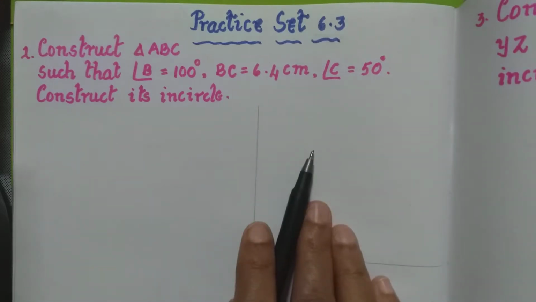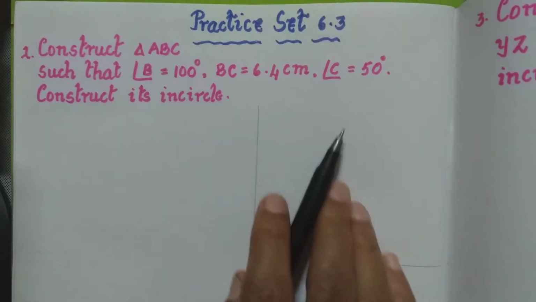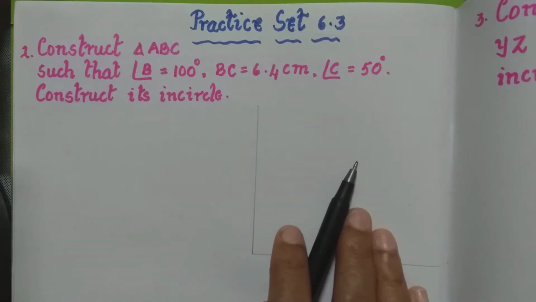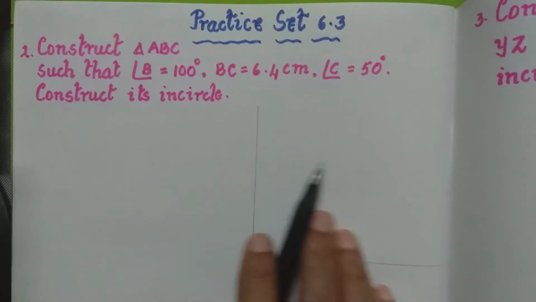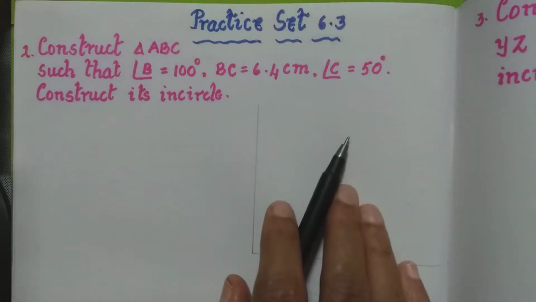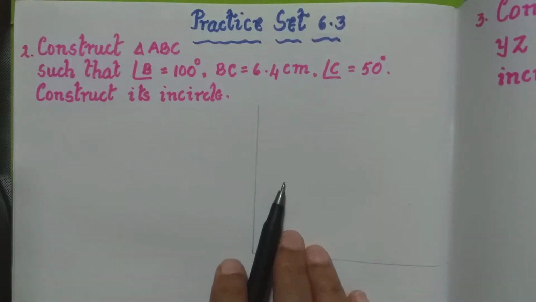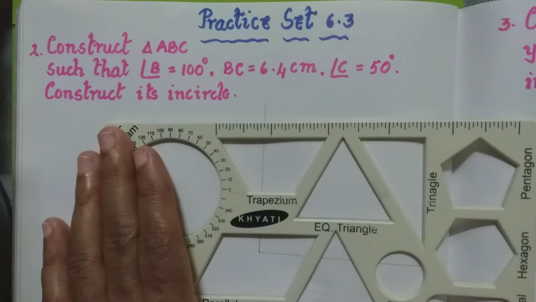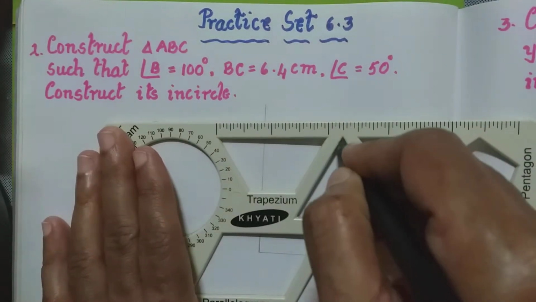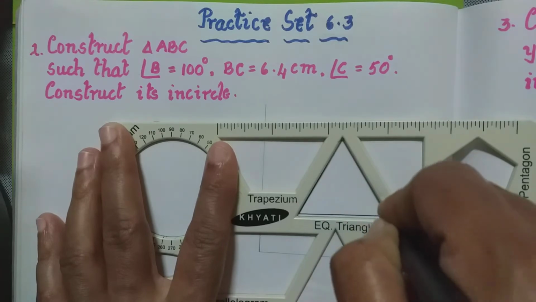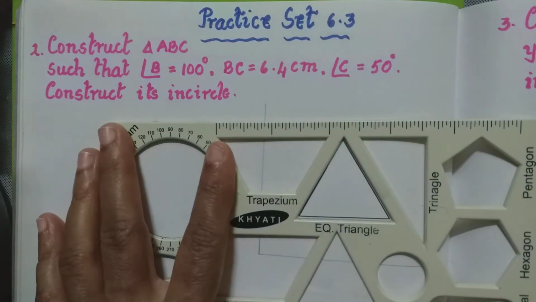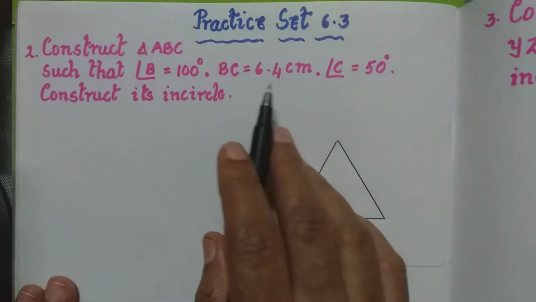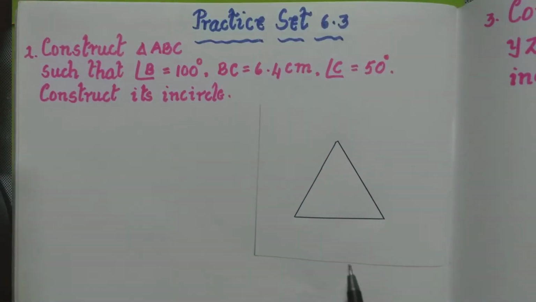Now first we have to draw the rough figure whether we are constructing the circumcircle or incircle. So first we need to draw a rough figure of a triangle. Now we draw this triangle as a rough figure. Once we draw the triangle, we know that the base we have to mark as BC, which is 6.4 centimeters.